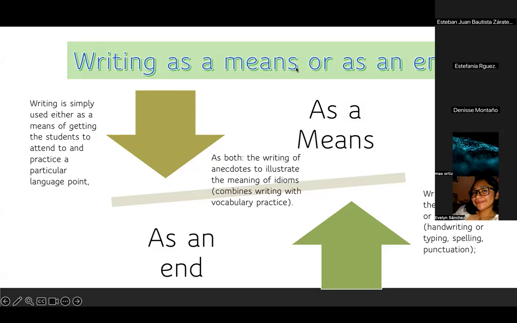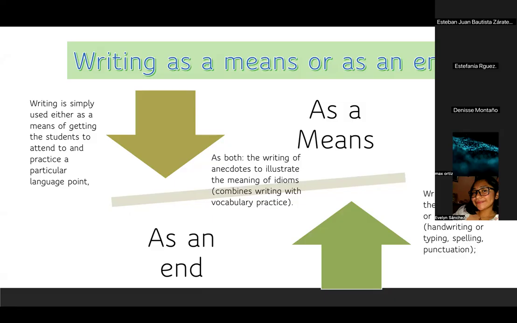Then the other perspective, as an end, written forms at the level of word or sentence, handwriting or typing, spelling or punctuation. For instance, in this case, the purpose of writing the postcard is for students to express what they did. And then you are going to focus exactly on the correct use of punctuation marks.